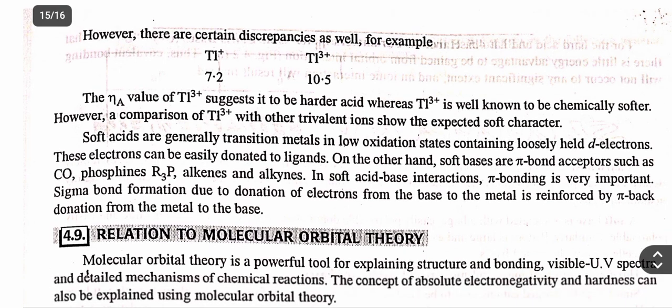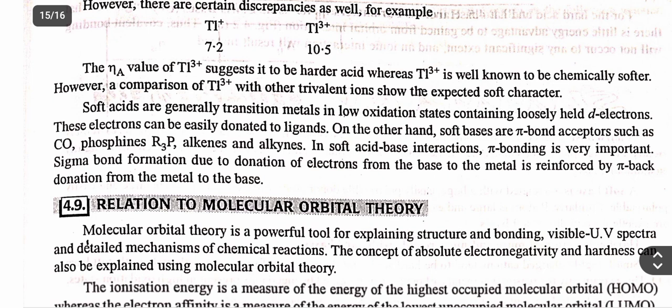Soft acids are generally transition metals in low oxidation states containing loosely held d electrons. These electrons can be easily donated to ligands. On the other hand, soft bases are pi bond acceptors such as phosphines, CO, R3P, alkenes and alkynes. In soft acid-base interactions, pi bonding is very important. Sigma bond formation due to donation of electrons from the base to the metal is reinforced by pi back donation from the metal to the base.